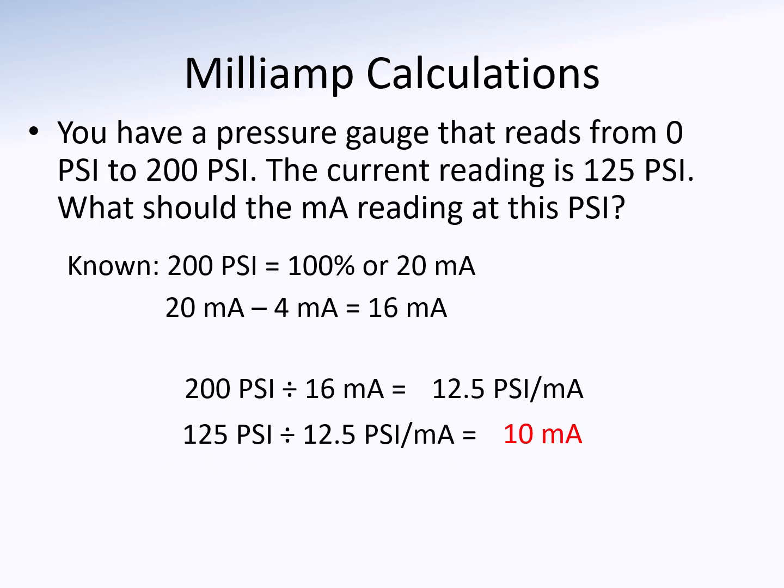And this one already gives it to you. Bummer. All right, well, here you go. You have a pressure gauge that reads from 0 psi to 200 psi. The pressure reading is 125 psi. What should the milliamp reading be at this psi? So again, 200 equals 100% or 20 milliamps. If we subtract the 4 milliamps from there, and then take 200 divided by 16, you get 12.5, and then 125 divided by 12.5 equals 10. So you can see how that works.